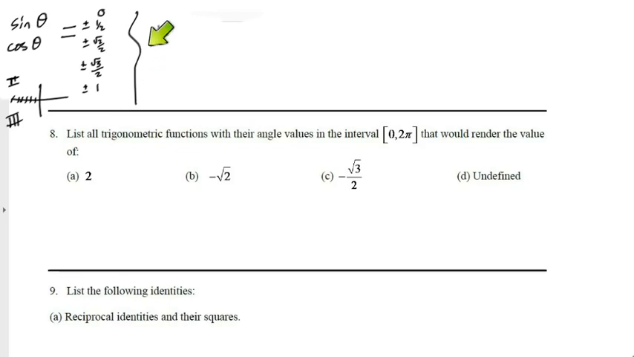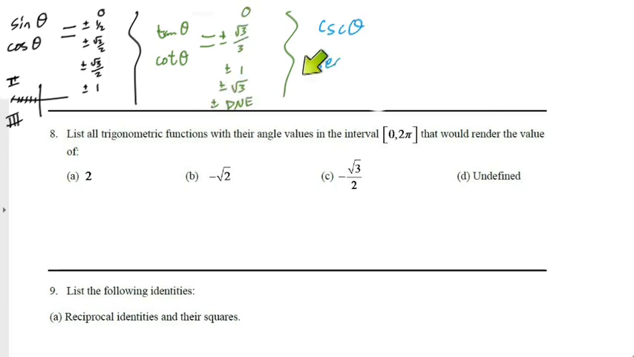We also got tangent and cotangent. Now these are a little more annoying than these guys because you have to divide to get these answers. The answers that you get for tangent and cotangent are 0, rad 3 over 3, 1, rad 3, and does not exist. Oh wait, that's funny, I did plus or minus does not exist. Anyways, cosecant and secant, those are reciprocals of these.